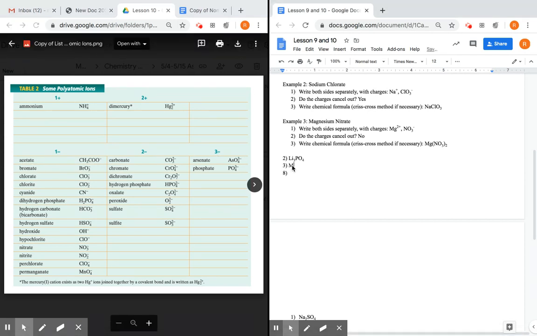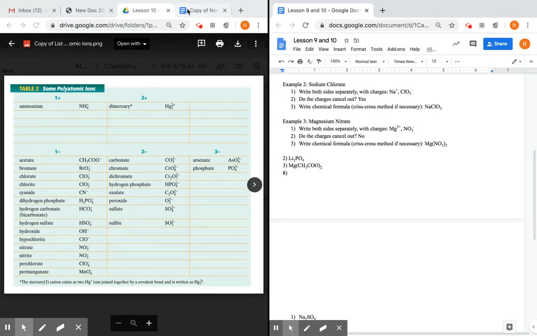So I'm going to type in magnesium, and then I'm going to enter parentheses because we need 2 of these acetate polyatomic ions. So CH3COO, and then I'm going to add a 2 after the parentheses saying, hey, there's 2 of these acetates. That means there's 2 negative charges canceling out the 2 positive charges from the single magnesium cation. Lastly, let's go to number 8.